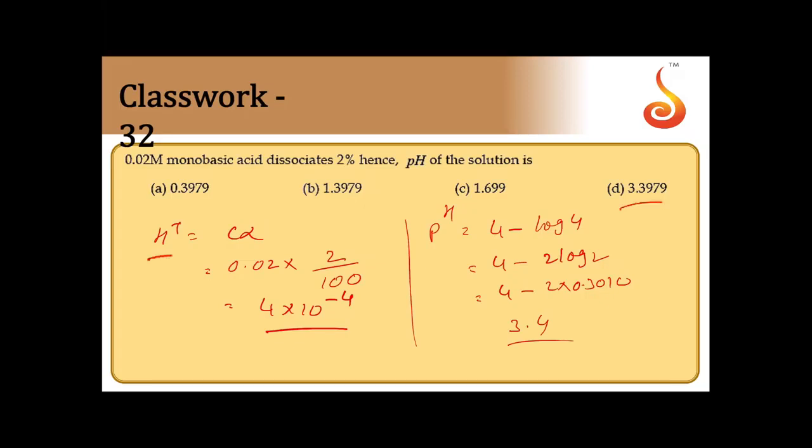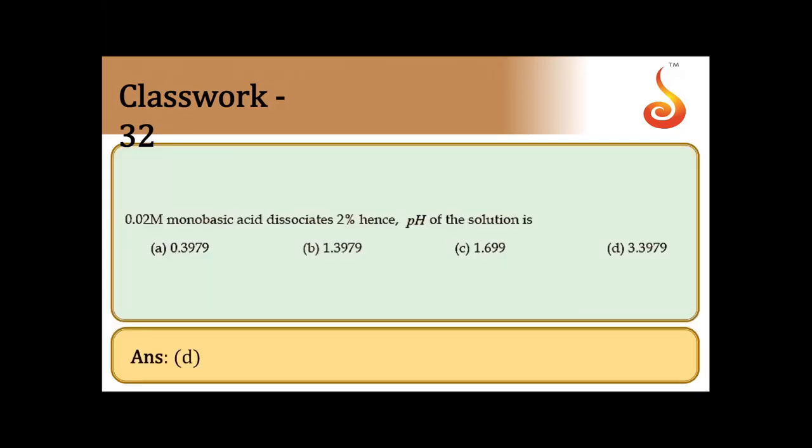So for weaker acids, H plus is also equal to C alpha. Other formula is square root of K into C. So alpha is given as well as C is given. You can find out H plus ion concentration, and then we can find out the value of pH. Next, so answer is option D we have.